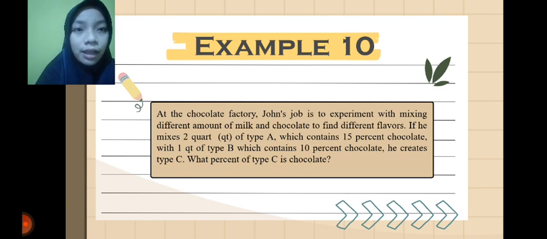Now we get example 10. The question is, at the chocolate factory, Sean's job is to experiment with mixing different amounts of milk and chocolate to find different flavors. If he mixes 2 quarts of type A, which contains 15% chocolate, with 1 quart of type B, which contains 10% chocolate, he creates type C. What percent of type C is chocolate?